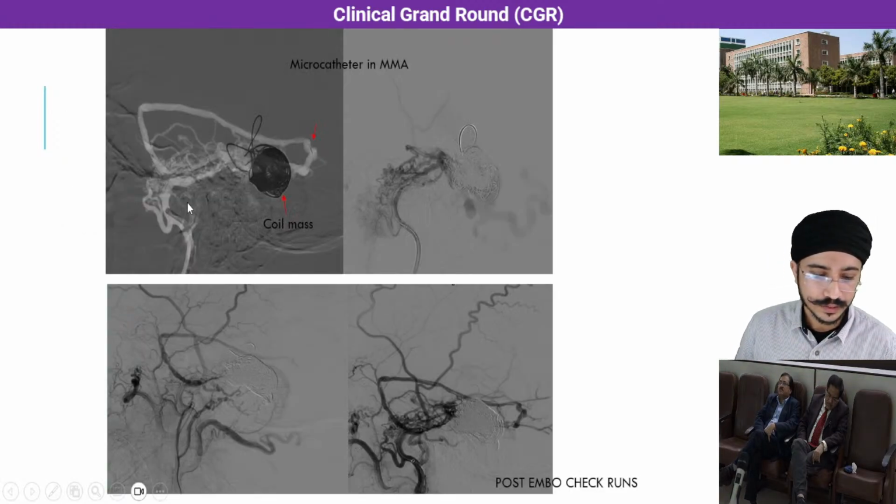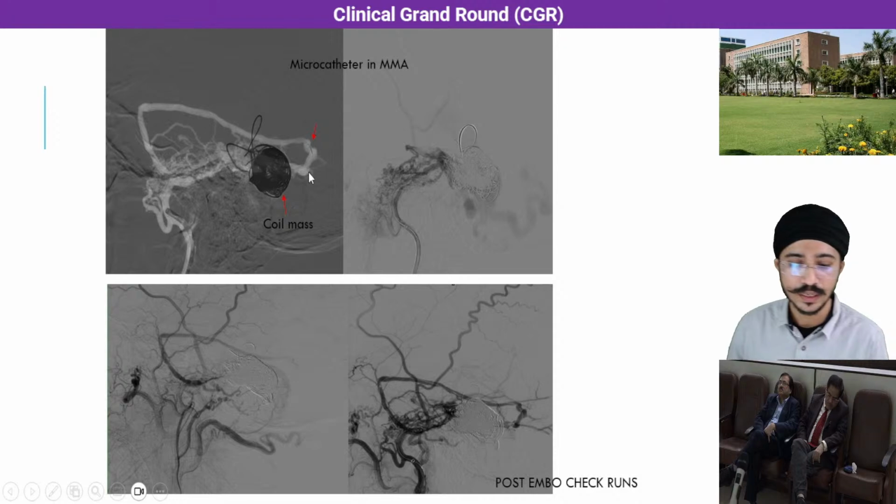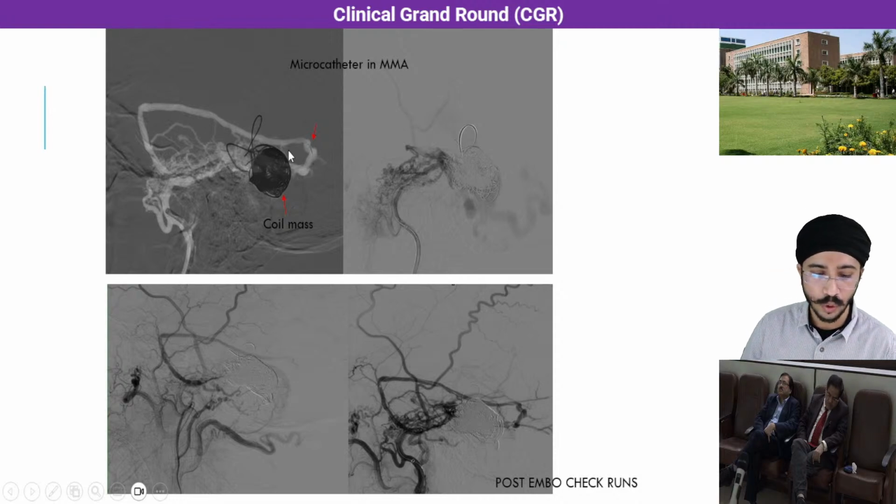The arterial access here is taken via the middle meningeal artery. We can see the micro catheter in the middle meningeal artery here. And the fistula was coiled with the coil mass placed in that large venous sac that we saw earlier.